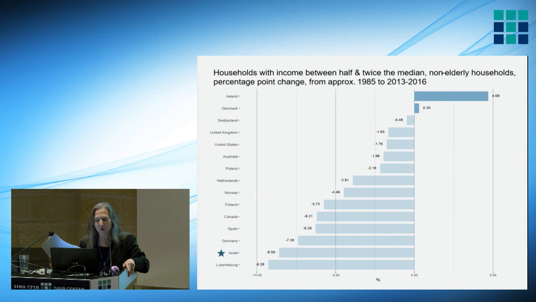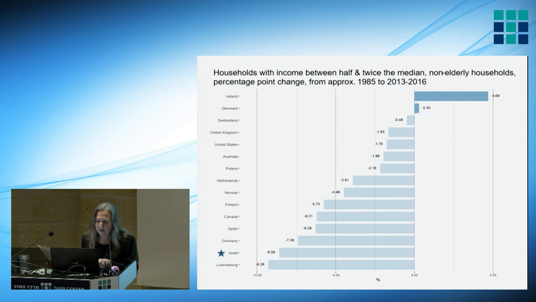So the definition is households have income between half and twice the median, half being a very common measure of poverty, and then twice the median, some could argue, is the floor on affluence. So that's what happened. So Israel had quite a large change. Luxembourg had an even larger change. So again, 9 percentage point loss on about 75%.